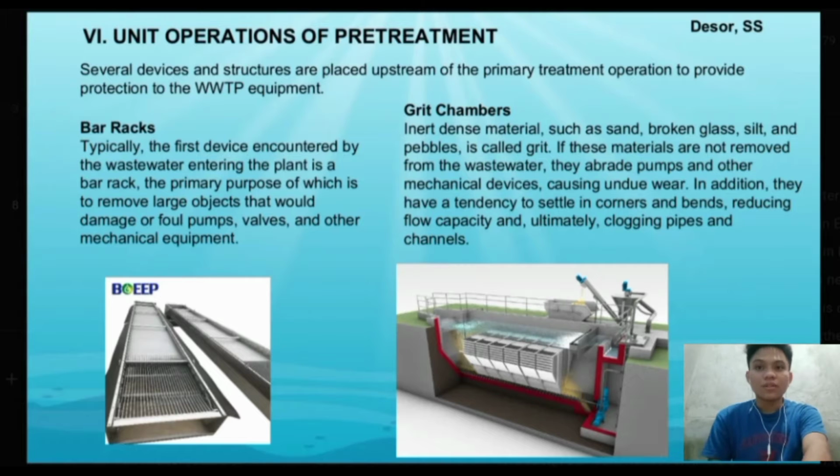Next, the unit operations of pre-treatment. There are several devices and structures that are placed upstream of the primary treatment operation to provide protection to the WTP equipment. First is the bar rack, which is typically the first device encountered by the wastewater entering the plant. Its primary purpose is to remove large objects that will damage or foul pumps, valves, and other mechanical equipment.